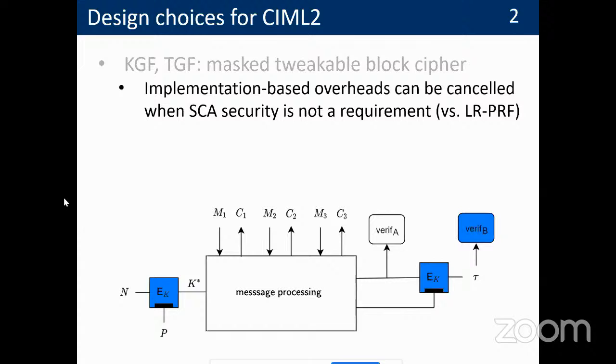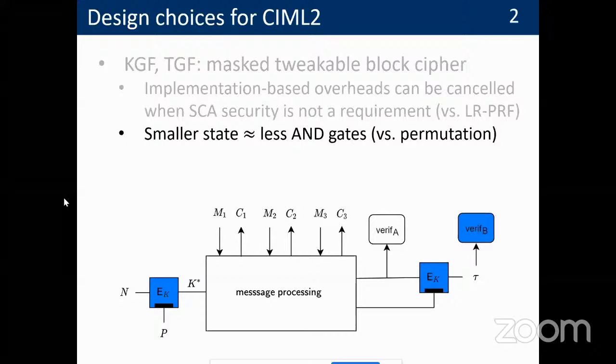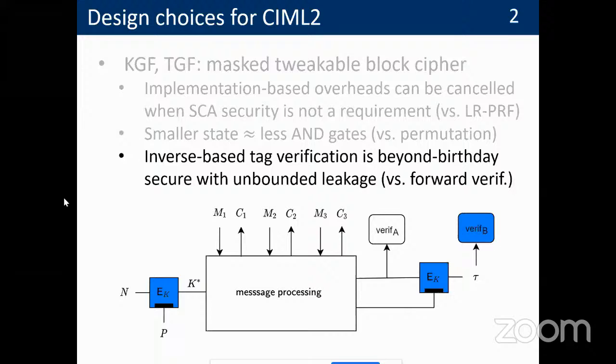And then we need to choose essentially between the tweakable block cipher and the permutation. We went for the tweakable block cipher, first because it has a smaller state, which means fewer AND gates, and that's interesting when you want to mask the design. And the second reason is that with the tweakable block cipher, we can use this nice inverse-based tag verification, where, if you verify on the inverse, you can have beyond birthday security even with unbounded leakage for this operation, which is in contrast with the forward solution.